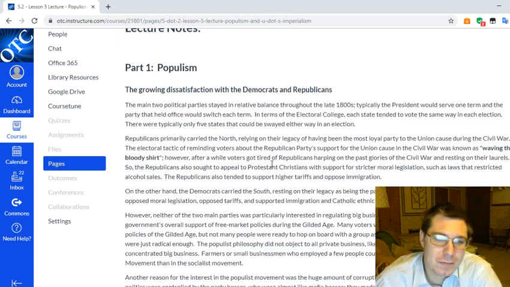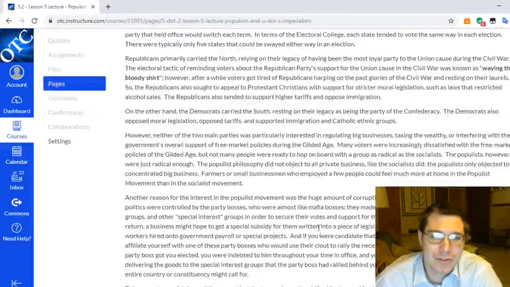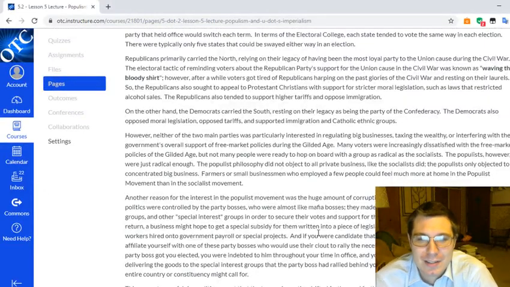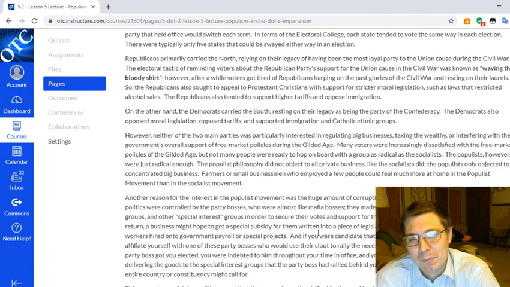However, neither of the two main parties was particularly interested in regulating big businesses, taxing the wealthy, or interfering with the government's overall support of free market policies during the Gilded Age. Many voters were increasingly dissatisfied with the free market policies of the Gilded Age, but not many people were ready to hop on board with a group as radical as the socialists. The populists, however, were just radical enough.